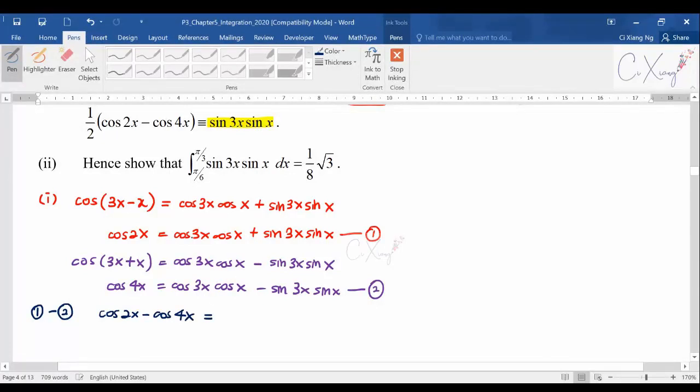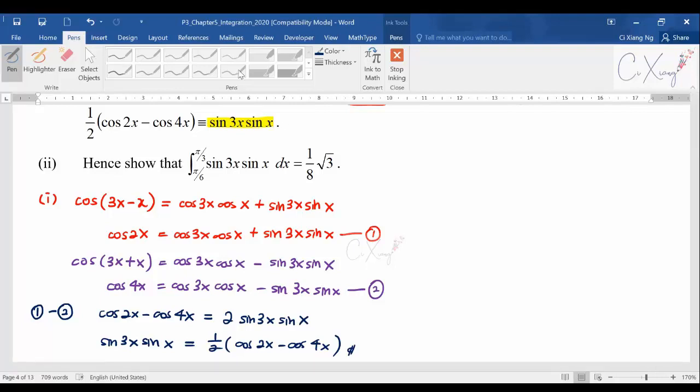So 2x minus 4x, when you write it out, is cos 2x minus cos 4x equals cos A cos B minus cos A cos B, which becomes 0, and sin A sin B minus negative sin A sin B, which gives 2 sin A sin B. Then when you bring everything over, you have 1 over 2 times cos 2x minus cos 4x. So this is the equation they want you to prove, and you have the answer for the proving part.